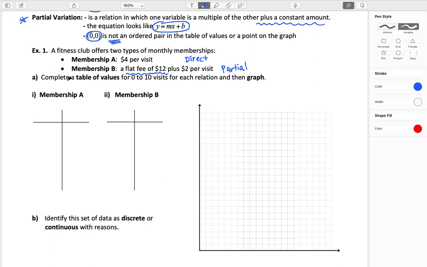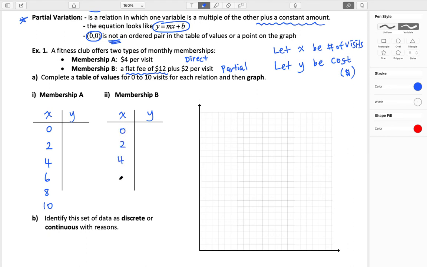So let's take a look at the graph here. We want to complete the table of values. So we could say let X be the number of visits, since it's per visit, and let Y be the cost or the charge, in dollars. So X, Y, X, Y, and I'm going to start with 0, 2, 4, 6, 8, and 10.